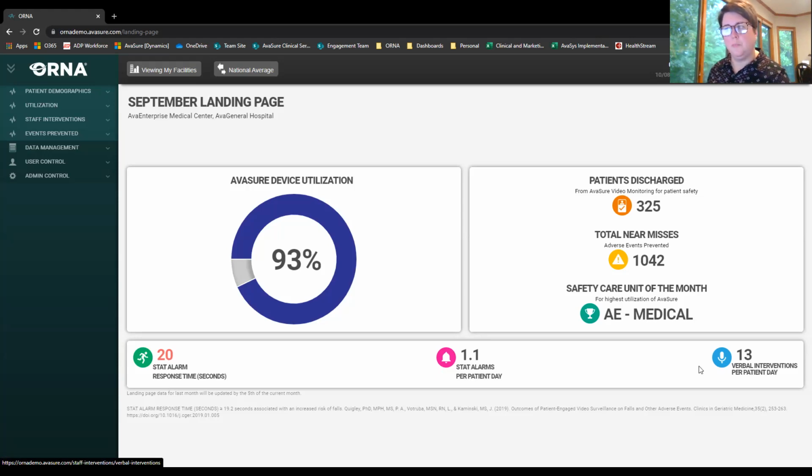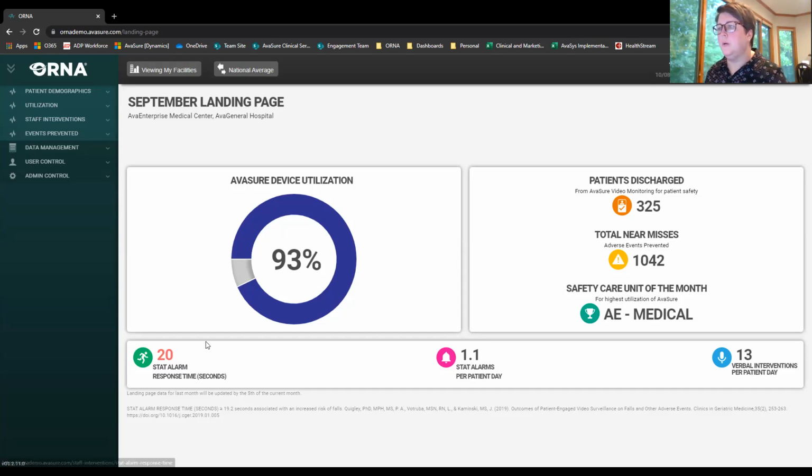There are two things I would like to point out to you on this page. The first one is you can see our stat alarm response time is in red. There was an article published in 2019 by Dr. Pat Quigley, Lizbeth Botruba of AvaSure, and myself, and we found statistical significance evidence that any stat alarm response time higher than 19.2 seconds would indicate a higher risk of a fall in a patient. So we just wanted to color code this stat alarm response time green, yellow, and red just to draw your attention to the higher stat alarm response times.